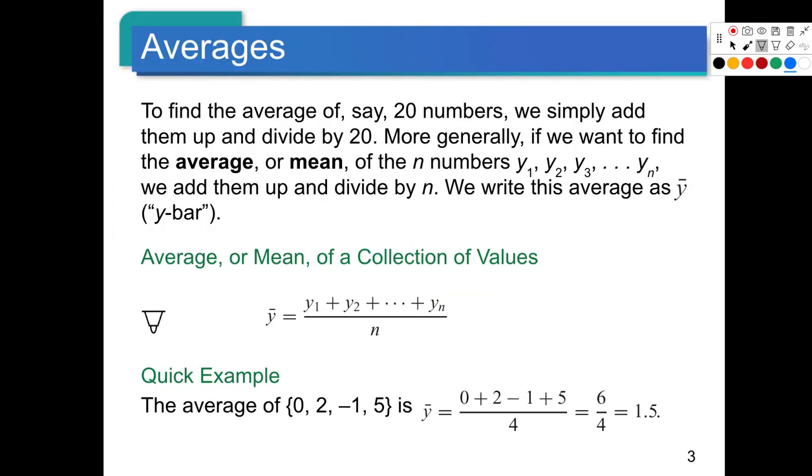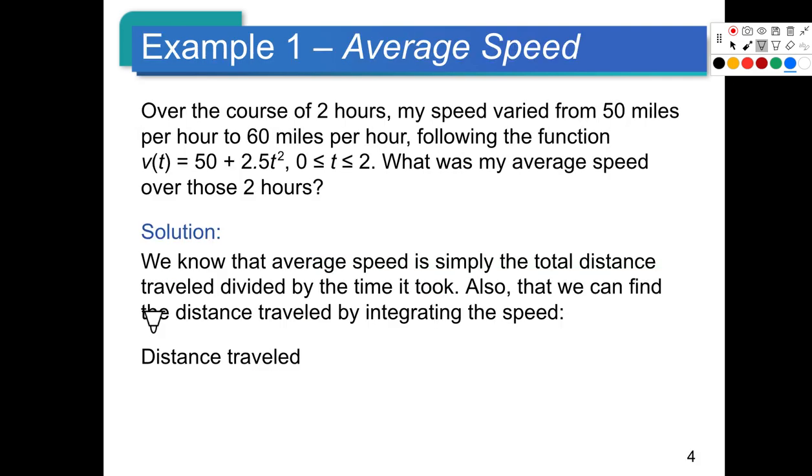That's all it is. So I'm going to kind of skip over this because, you know, how do we find averages? You add it all up and you divide by however many there are. And so that's really what we're doing, is we're getting the area and we're dividing by the length. Okay, we're dividing by the length.